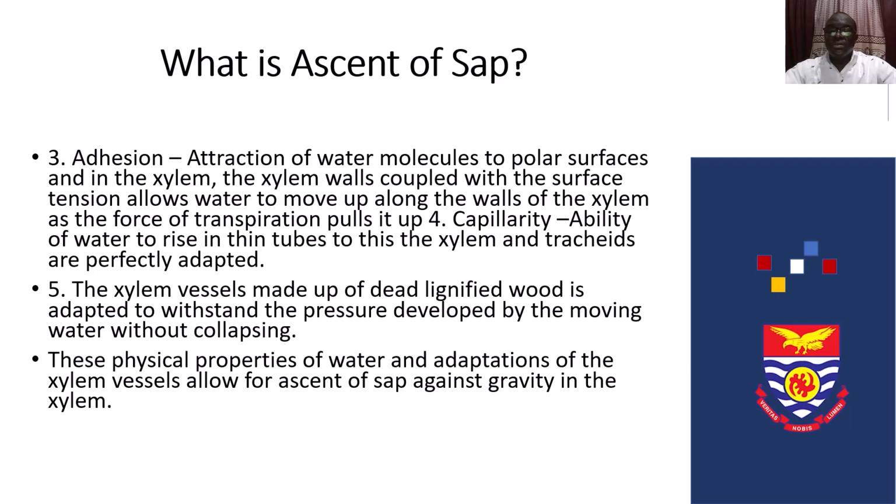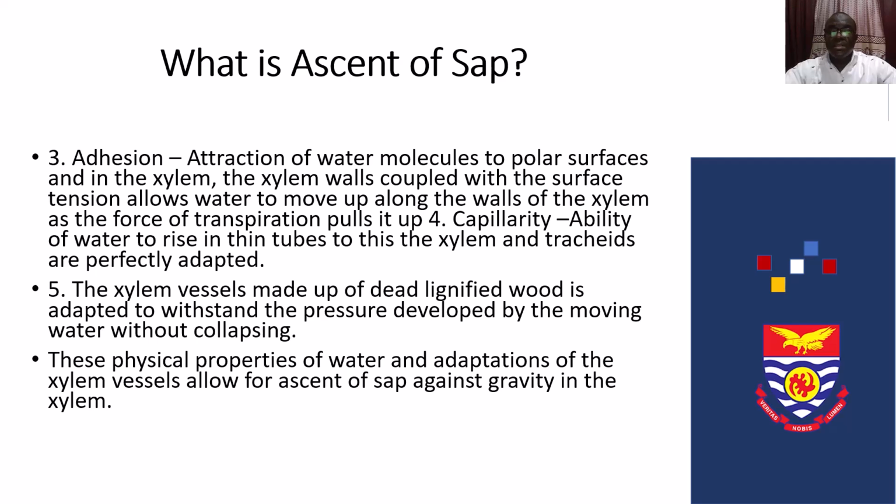The xylem vessels, made up of dead lignified wood, are adapted to withstand the pressure developed by the moving water without collapsing. These physical properties of water and adaptations of the xylem vessels allow for ascent of sap against gravity in the xylem.